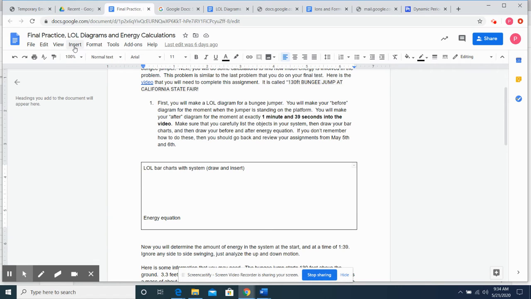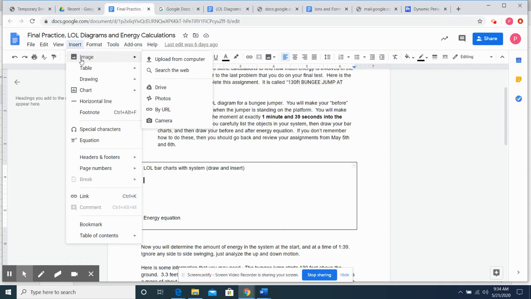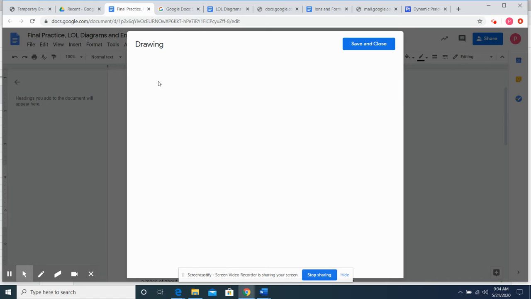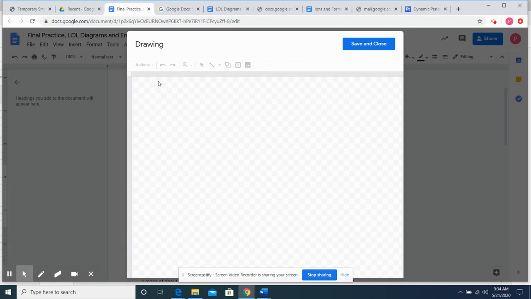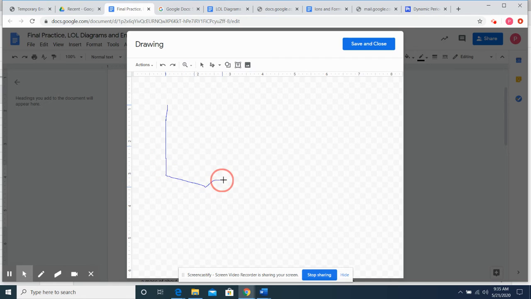So I'm going to make a drawing to be able to do that one of the person, the bungee jumper. So going in here, and I'm going to make an LOL diagram. I'm going to use Scribble for mine. And so here we go. Whoa, that is a bad L. And there will be my system. And here's my after drawing.